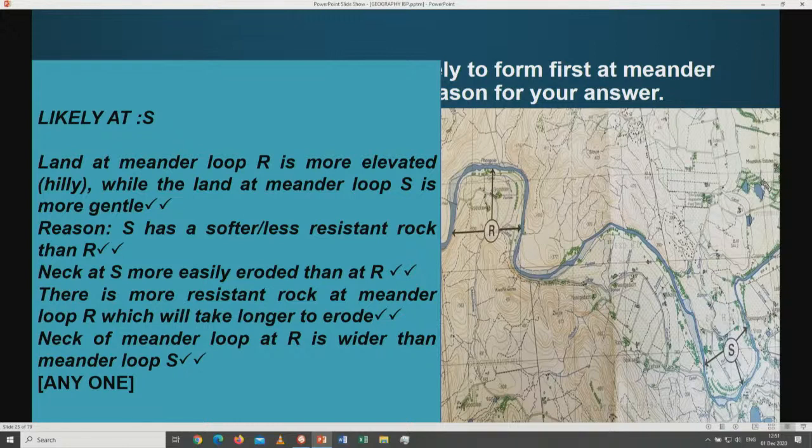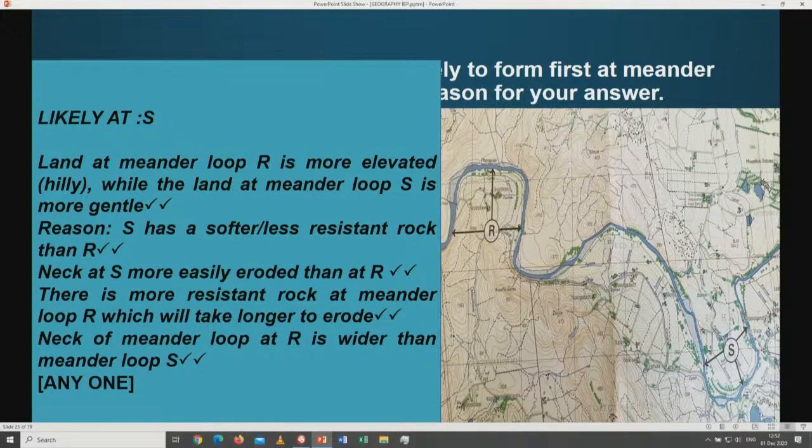But you see, this is a geomorphological question, and it is actually just asking whether you understand the formation of an oxbow lake. Do you understand the formation of an oxbow lake or not? That is the question.